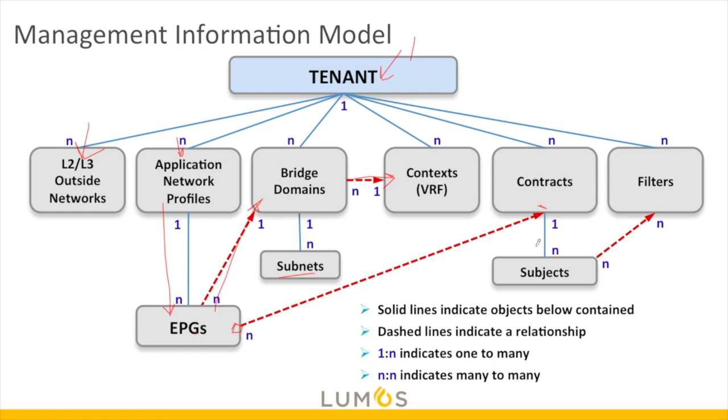And then a contract is a collection of subjects, and a subject is a collection of filters. And filters is something like TCP port 80 or UDP port 53. So we can have multiple filters inside of a given subject, and we can have multiple subjects inside of a given contract, and we can have multiple contracts for every EPG.